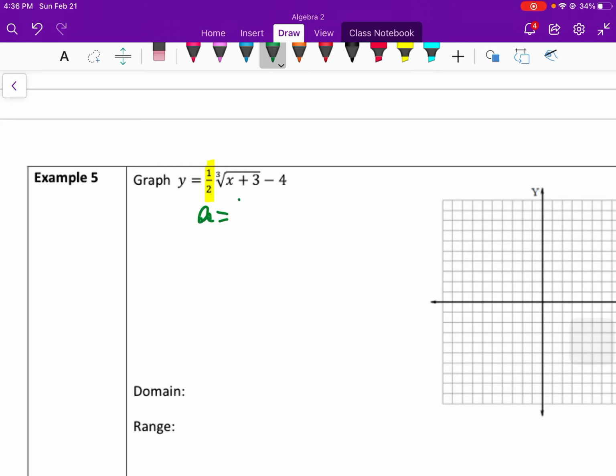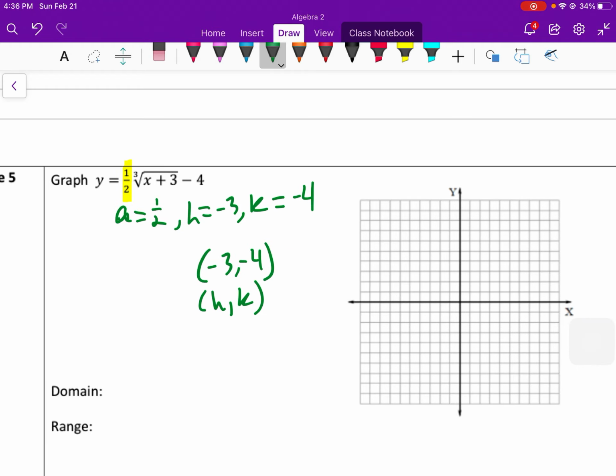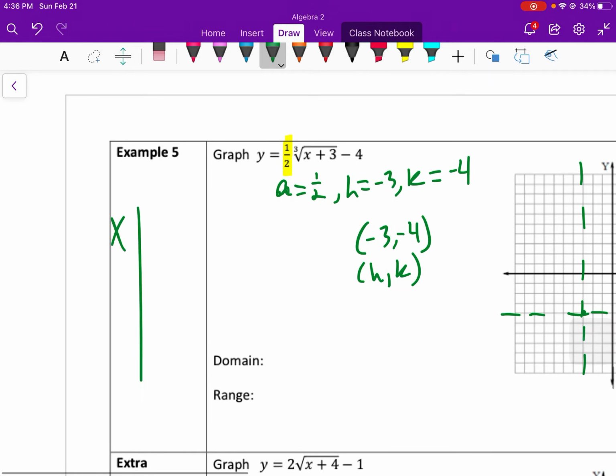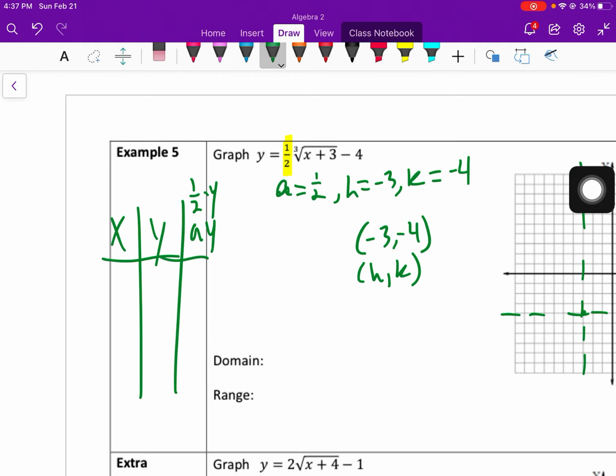A equals half. H, we do the opposite, -3. K is -4. Our ordered pair is -3, -4. This is my HK. So that's our new origin, -3, 1, 2, 3, 4. From here, we will be shifting around the graph with our points. We have an X, Y, and an AY. A is half times Y. A is half. It's cubic, so we want those nice cube numbers again.